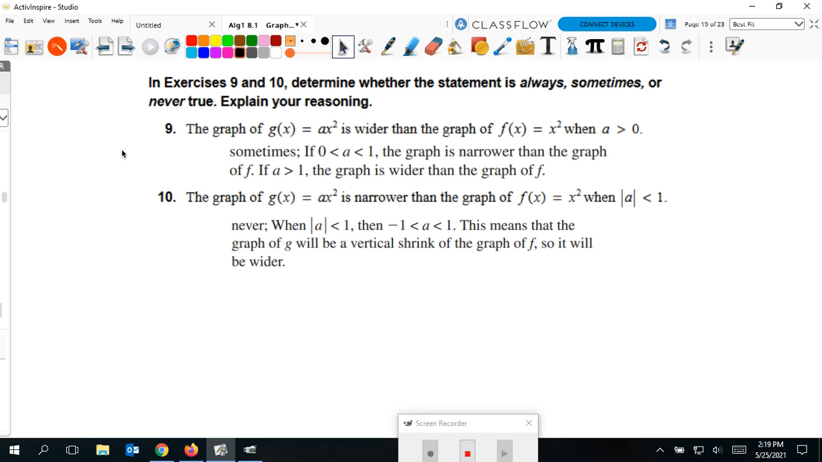All right, so you can go ahead and write those down for 9 and 10. And that concludes our lesson here for 8.1, the very basic part of getting to understand these quadratic functions and how to graph them.